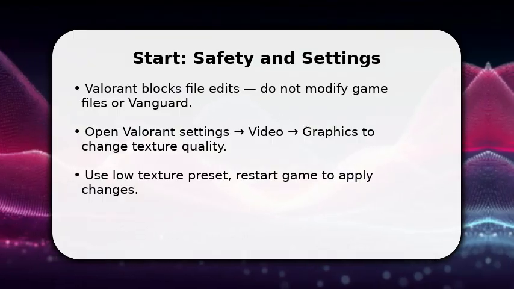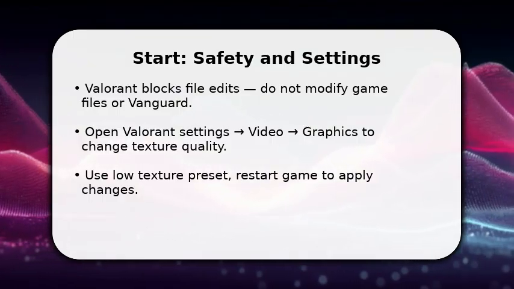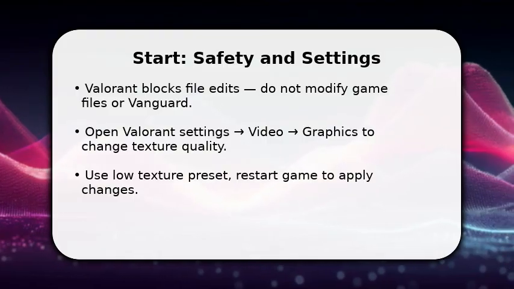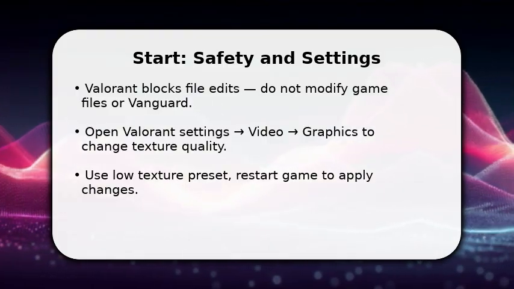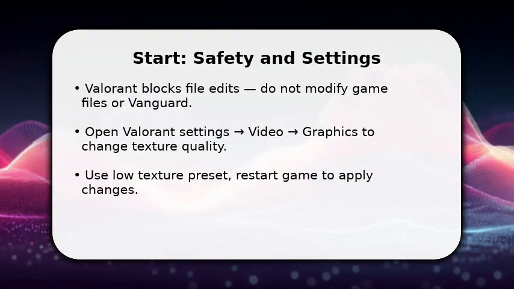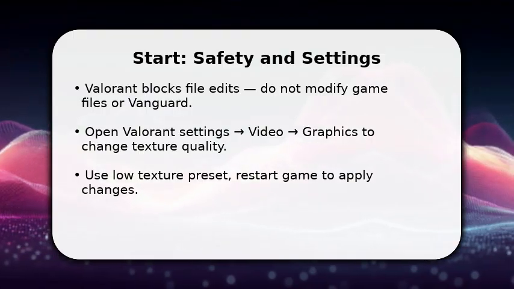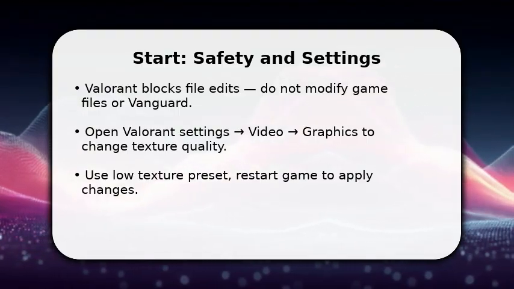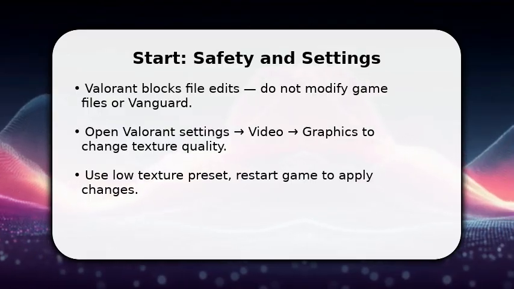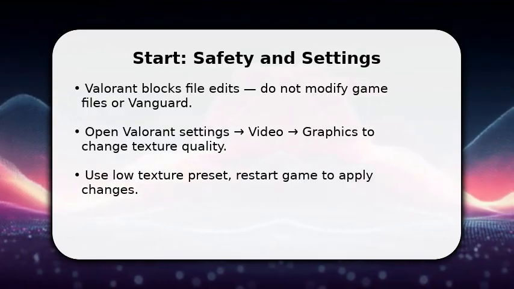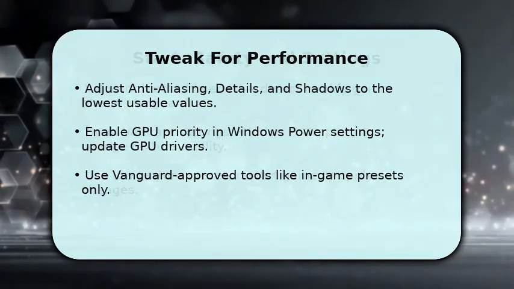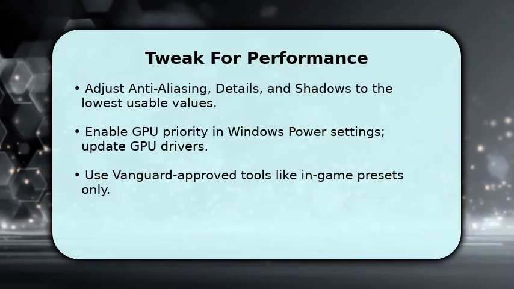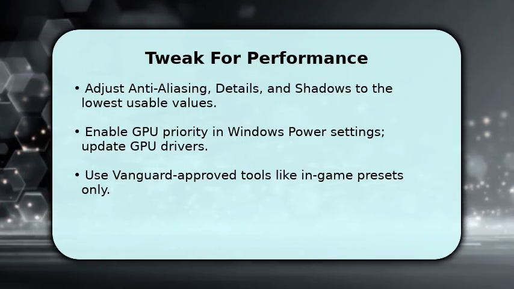Open Valorant, go to Settings, Video. Change texture quality to low or medium and set render resolution lower to reduce memory usage. Once done, apply and restart the client so the engine rebuilds internal caches. You're changing what the game loads legally and safely, which achieves the same performance effect as deleting textures without breaking rules. Next, optimize surrounding settings to reduce texture load and keep image clarity.